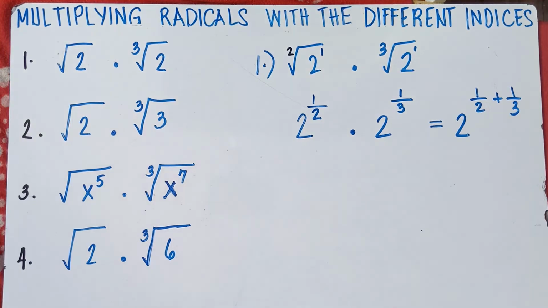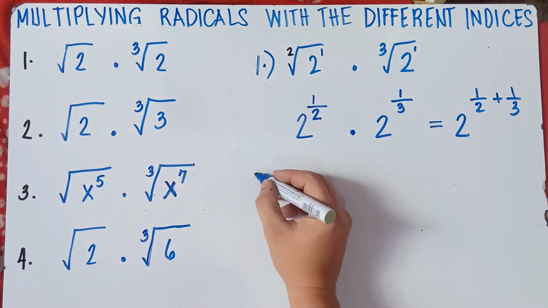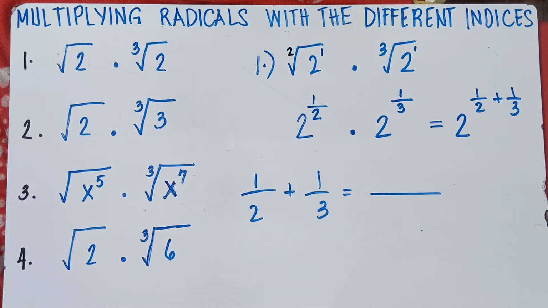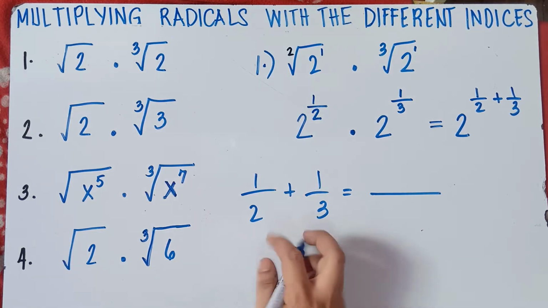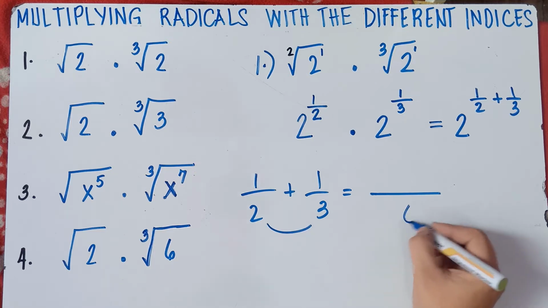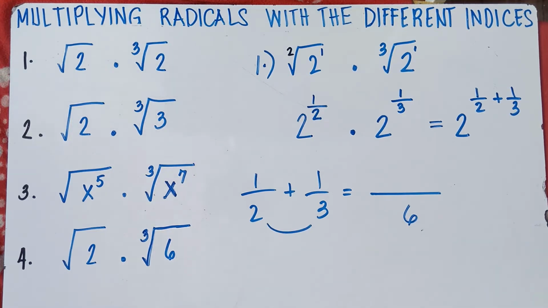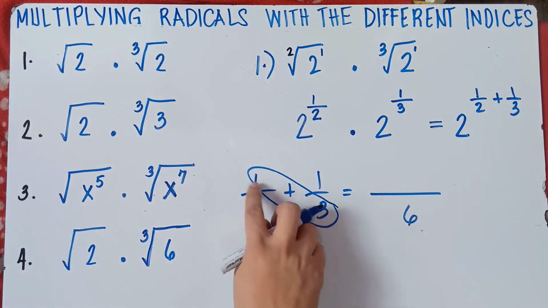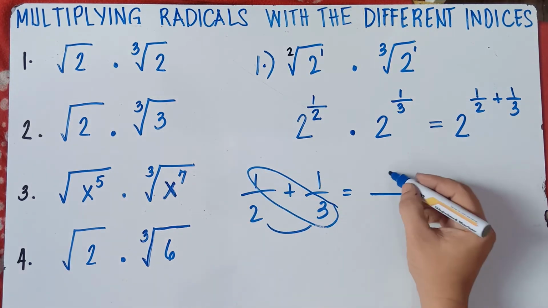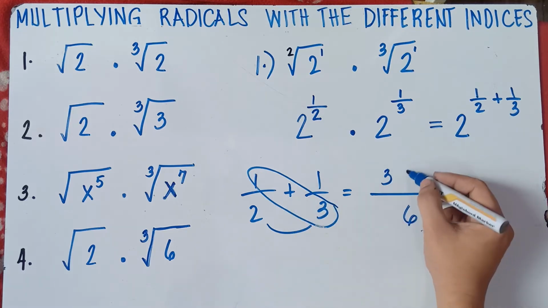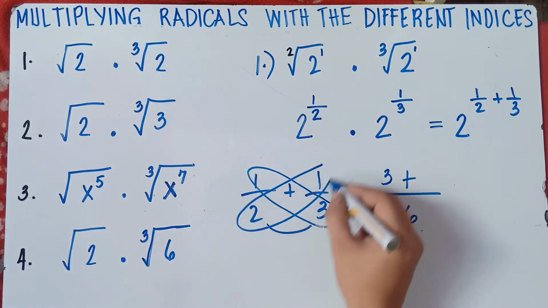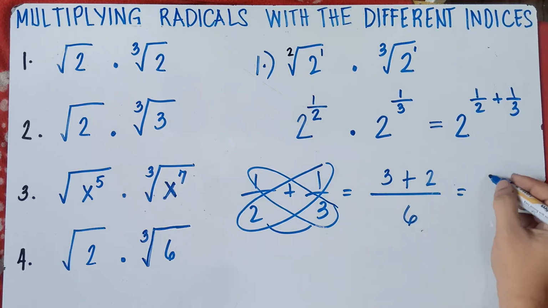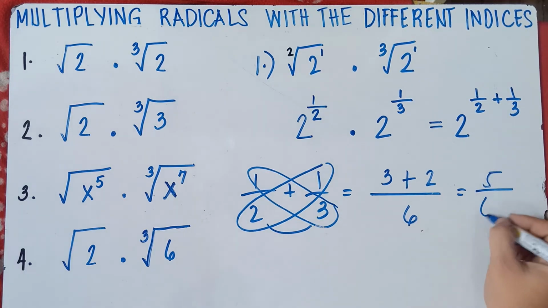The second solution, class, is you can use the butterfly method. So 1/2 plus 1/3 equals, first you multiply the denominators, 2 times 3, that is 6. Then you do cross multiplication. You cross multiply 3 times 1, that is 3. Copy the plus sign. Then cross multiply 2 times 1, that is 2. Then you add 3 plus 2, that is 5. Then copy 6. Easy, right?